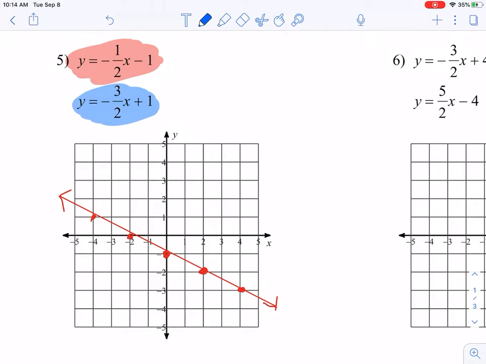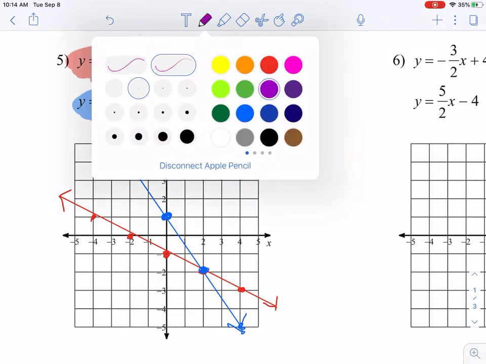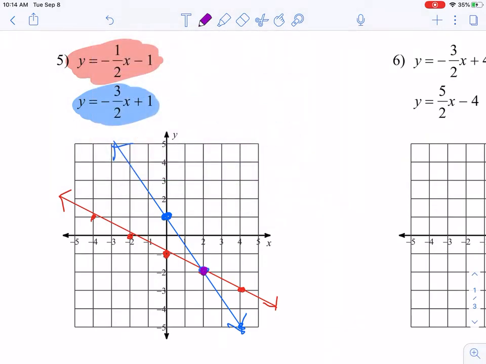For my blue equation, we're beginning at positive 1, and we're counting down 3, right 2, down 3, right 2. We could also go the opposite direction, but we don't really need to because we have points that overlap. And our overlapping points, which I'll show, are red and blue overlap to make purple. And that point is our solution. So that is the x value and y value that if we were to plug in x and y there and x and y there, we would get true statements. It would satisfy both equations.